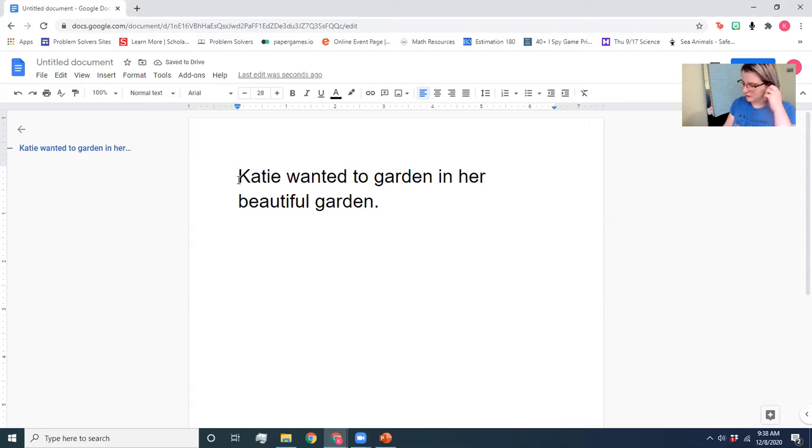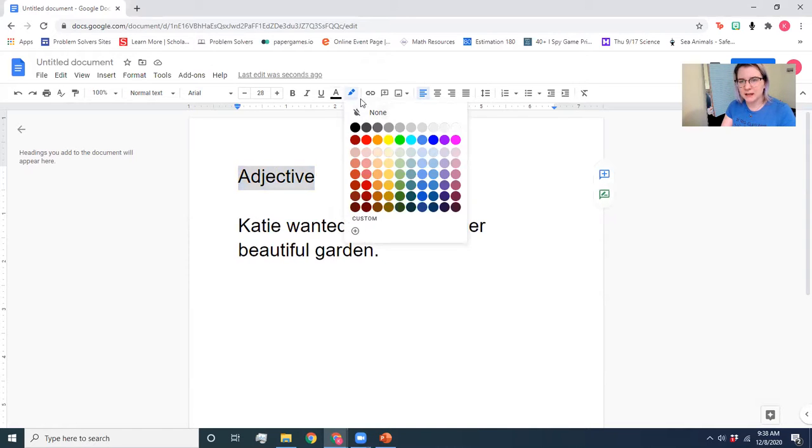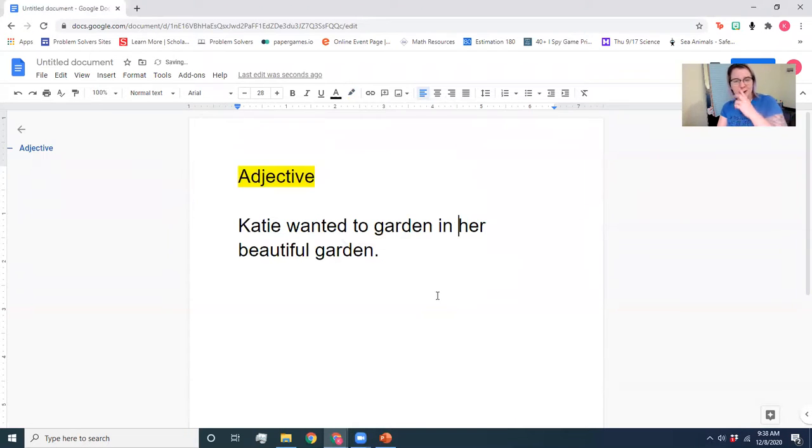Awesome. So where's the adjective? Let's highlight adjectives, and a lot of you have asked where the highlight is. It's this little button right here. It looks like a highlighter. Let's do adjectives in yellow. Where's the adjective? Katie wanted to garden in her beautiful garden. Where's a word that's describing a noun? If you said beautiful, you are correct.